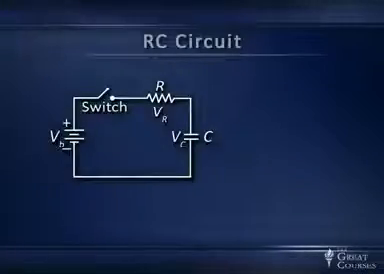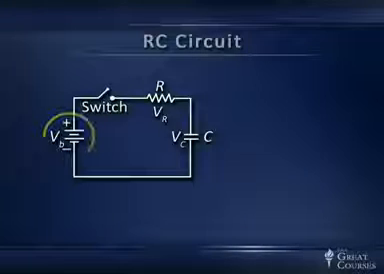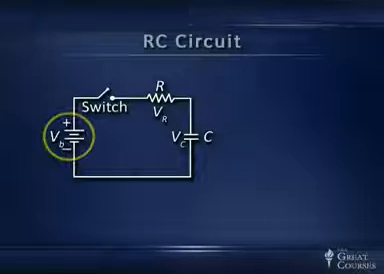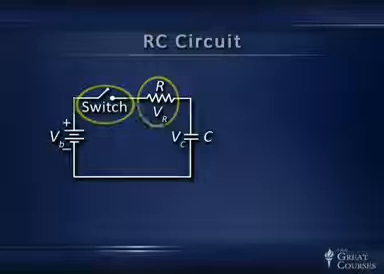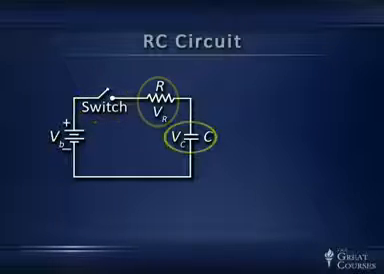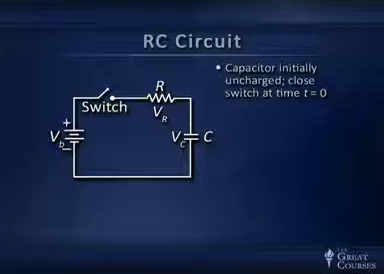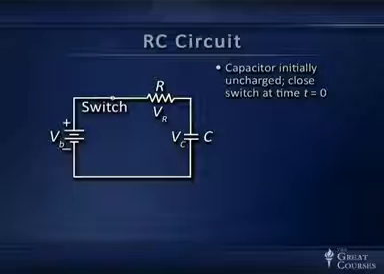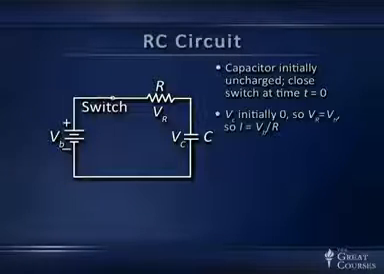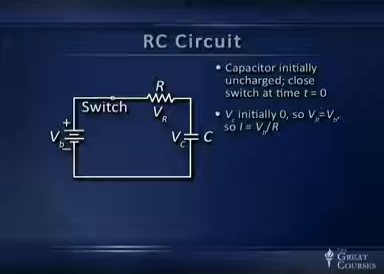Here is a simple circuit that consists of a battery with its voltage VB, a switch, a resistor, and a capacitor. I'm going to close the switch. The capacitor is going to be initially uncharged, and I'm going to ask what happens. So the capacitor is initially uncharged. Time t equals 0, I close the switch. The voltage across the capacitor, V sub c, was initially 0.